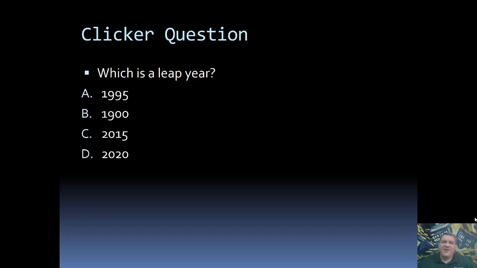All right, so which one is a leap year? The correct answer is D, the year 2020. Maybe you actually remember it since it just happened a little while ago. Okay, so 1995 is not evenly divisible by 4. 2015 is not evenly divisible by 4. 1900 is evenly divisible by 4 and evenly divisible by 100, but is not evenly divisible by 400. So the correct answer is D. 2020 is evenly divisible by 4 and is not evenly divisible by 100. So the correct answer is D, the year 2020.